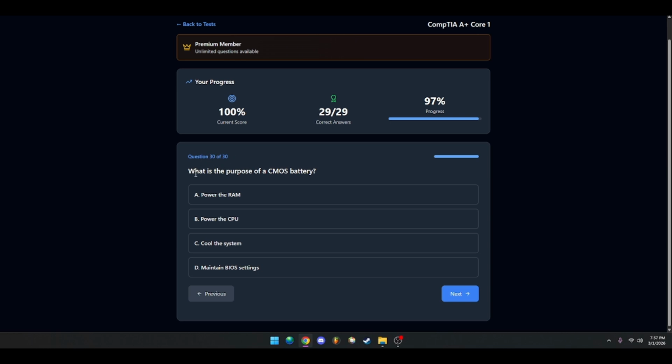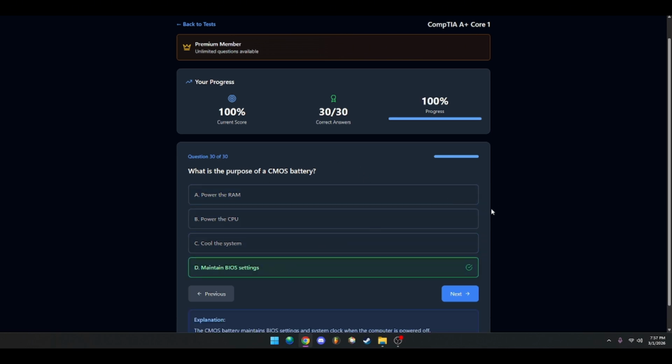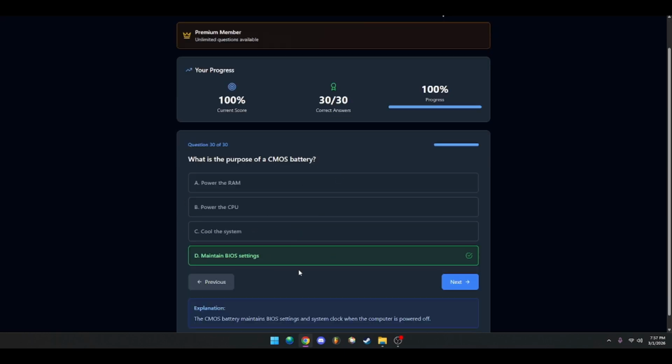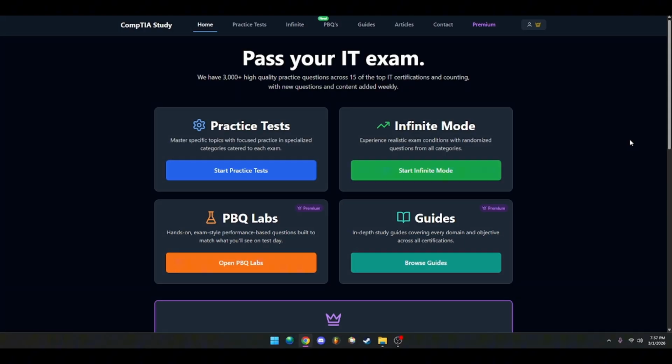Question number 30. What is the purpose of a CMOS battery? Think about it for a moment. And the answer would be D, maintain the BIOS settings. When the computer is off, the CMOS battery maintains power and the system clock, so that way you are able to boot again after turning the computer off. So that concludes our A+ Core 1 practice for today.